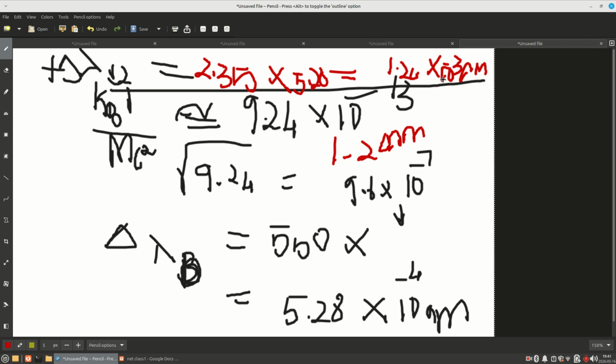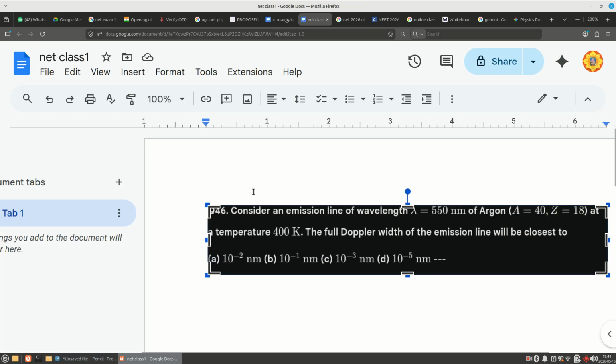This is the detailed calculation of the first question, which is: consider an emission of wavelength lambda equal to 550 nanometer of argon gas at temperature 400 Kelvin. The full Doppler width of the emission line will be closest to 10 to the power of minus 3 nanometer.